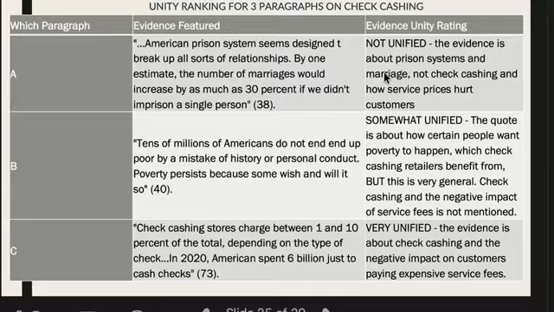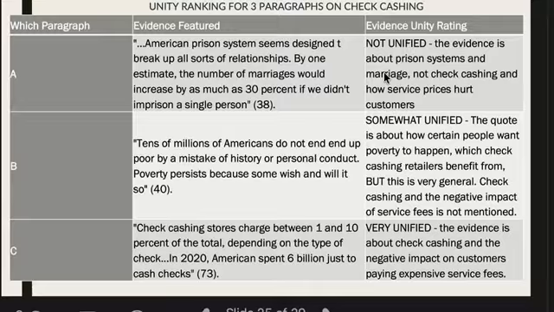Next one: tens of millions of Americans do not end up poor by mistake of history or personal conduct. Poverty persists because some wish and will it to do so. It's talking about the ways that things are organized in society to help keep people poor because others benefit from it. But this is a more specific representation of that we need evidence for. We need something about check cashing. We don't need about the problem generally.